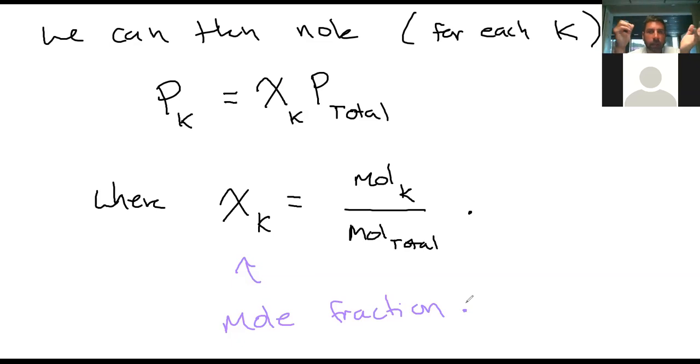So what's nice about these problems is it's very easy to see if you did something wrong, because if you get that your partial pressures don't add up to the total, or you end up getting that your mole fraction is larger than 1, that doesn't make sense. So that means you did something wrong.